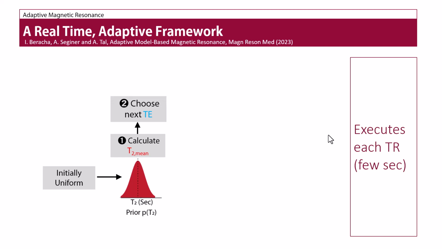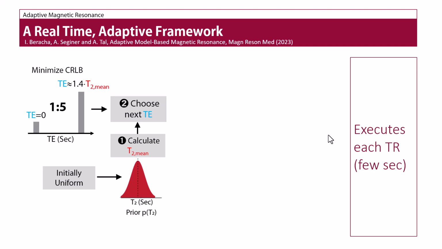There are different ways of doing this. The simplest one minimizes the Cramér-Rao bound for the problem. The difference now is that the Cramér-Rao bound is not an average one. It is the Cramér-Rao bound for the particular mean T2 that you've calculated from your prior. Minimizing such a bound yields a simple solution. You place your echo times at a 1:5 ratio between 0 and 1.4 times the assumed T2 value. You can choose your next echo time to make sure your distribution of echo times approximates this 1:5 ratio as best as possible. The choice of echo time is sent to the scanner and a new measurement is made.